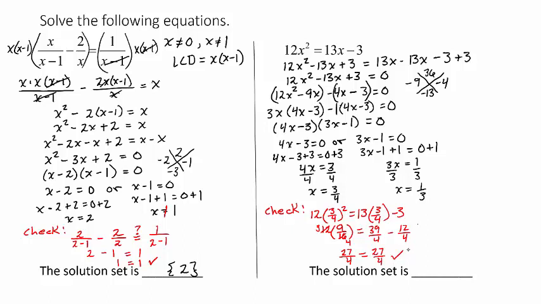All right, so let's try 1/3. That should work too. So 12 times 1/3 squared equal to 13 times 1/3 minus 3. Okay, so 1/3 squared is 1/9, right? So we would really have 12 over 9 equal to 13 over 3. If we get a common denominator with 3, we have to multiply 3 by 3, so we have 9 over 3, right? Now, over here on the left, 12/9, 3 goes into both of those, right?